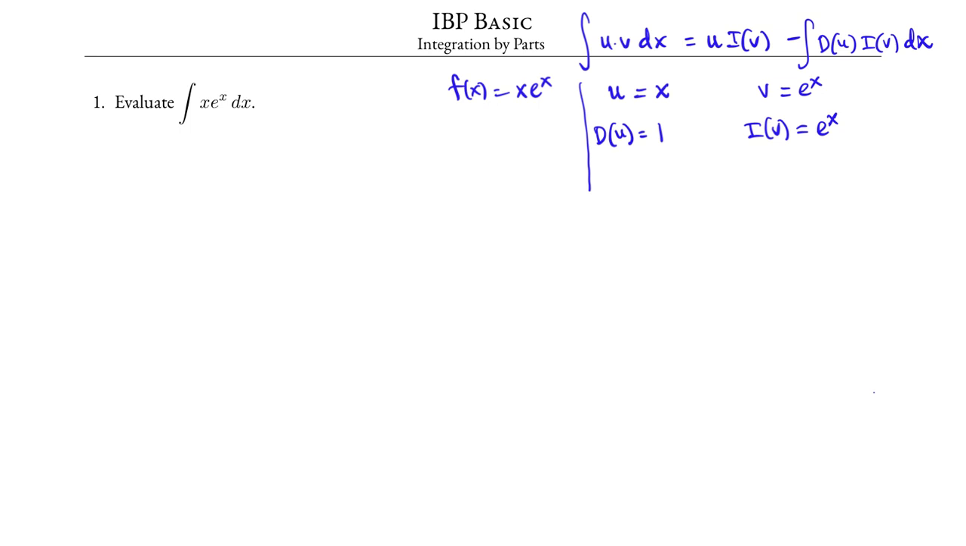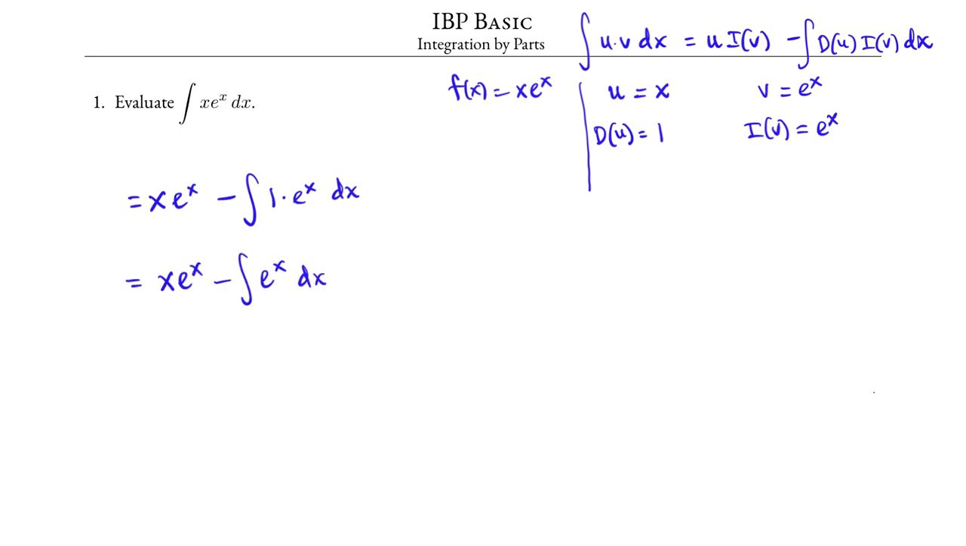The answer is therefore u, which is x, times an antiderivative of v, which is e to the x, minus the integral of the derivative of u, which is 1, times an antiderivative of v, which is e to the x dx. This is x times e to the x minus the integral of e to the x dx.